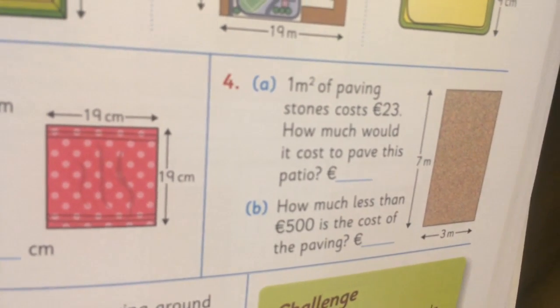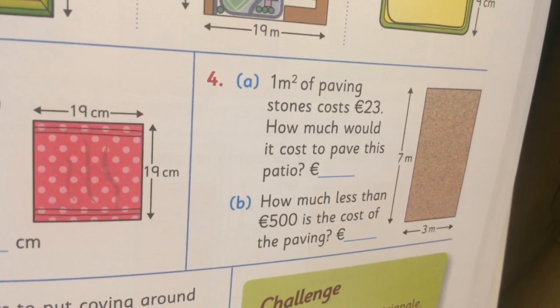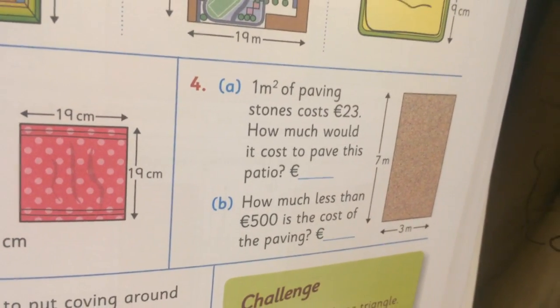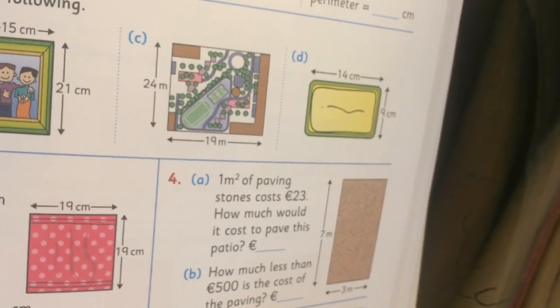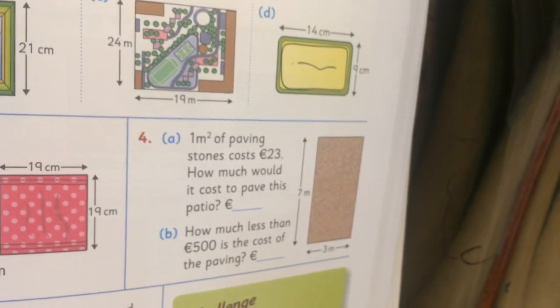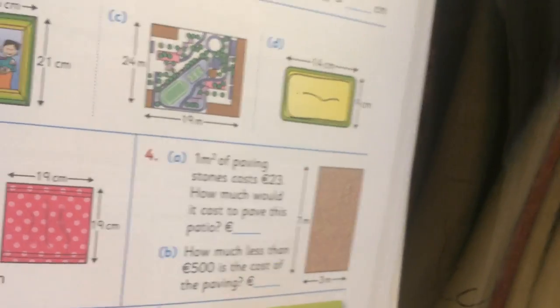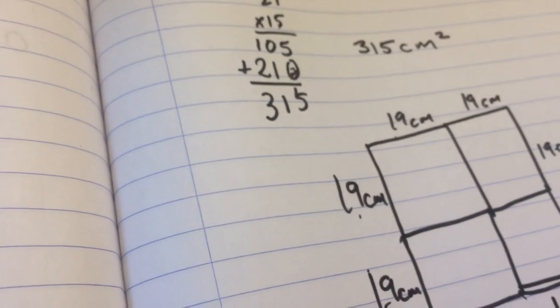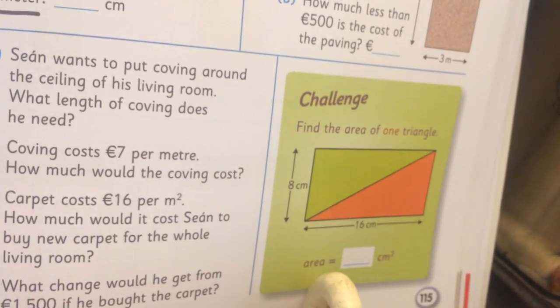1 metre squared of paving costs 23 euros. How much would it cost to pave this patio? Now, these are real life practical issues. If you wanted to go paving something, you do need to find out how many blocks you need. Otherwise, you're going to spend too much money. Okay? Now here, 1 metre squared equals 23. How much would it cost to pave this patio?